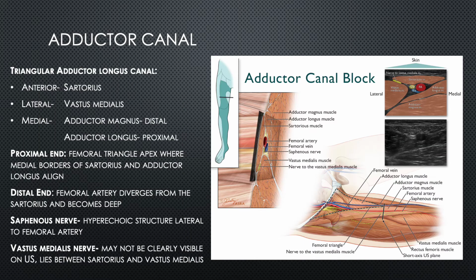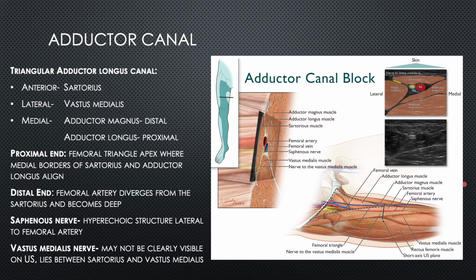The proximal end of the adductor canal begins where the medial borders of the sartorius and adductor longus align, which is approximately here. The distal end of the canal occurs where the femoral artery diverges from under the sartorius, which is approximately here. The image in the upper right shows the canal borders with the sartorius as the anterior border, the vastus medialis as the lateral border, and the adductor magnus or longus as the medial border.